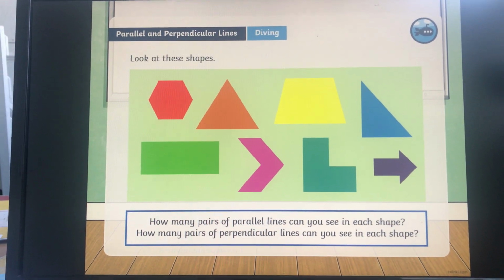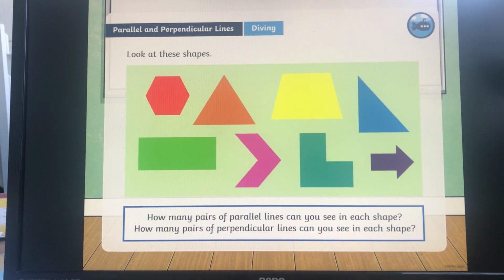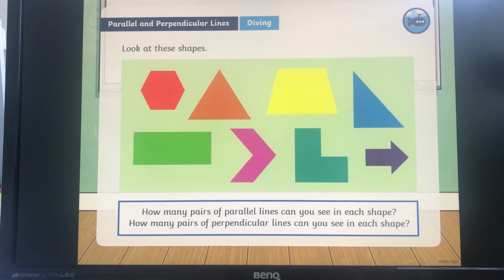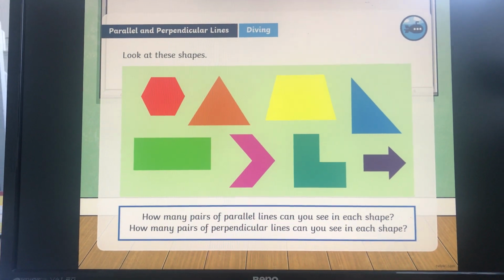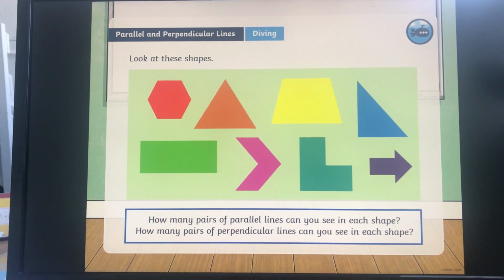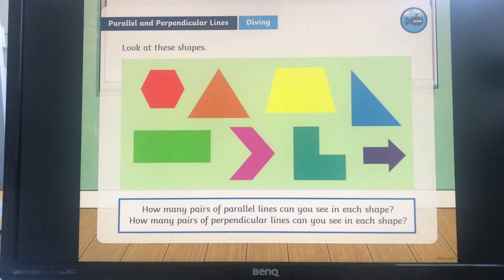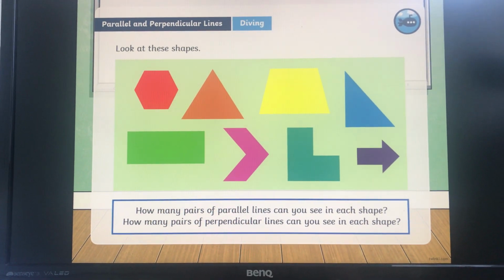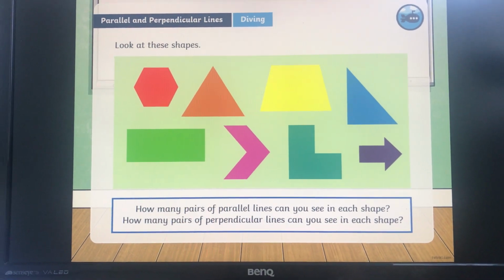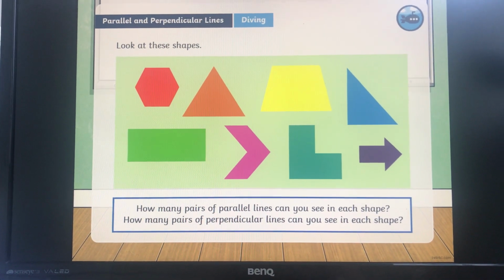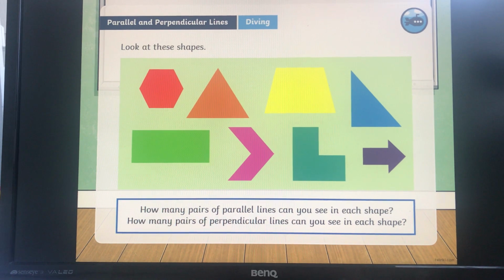Okay, now it's time to have a look and see if you can spot any pairs of perpendicular lines. So a reminder, those are the lines where you can see a right angle has been made. Can you spot any perpendicular lines in those shapes? Again, remember, some shapes might not have any perpendicular lines.